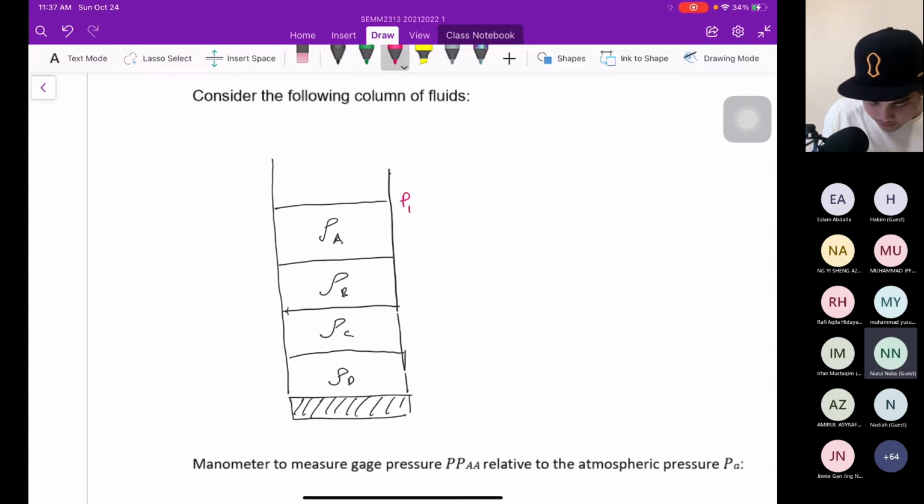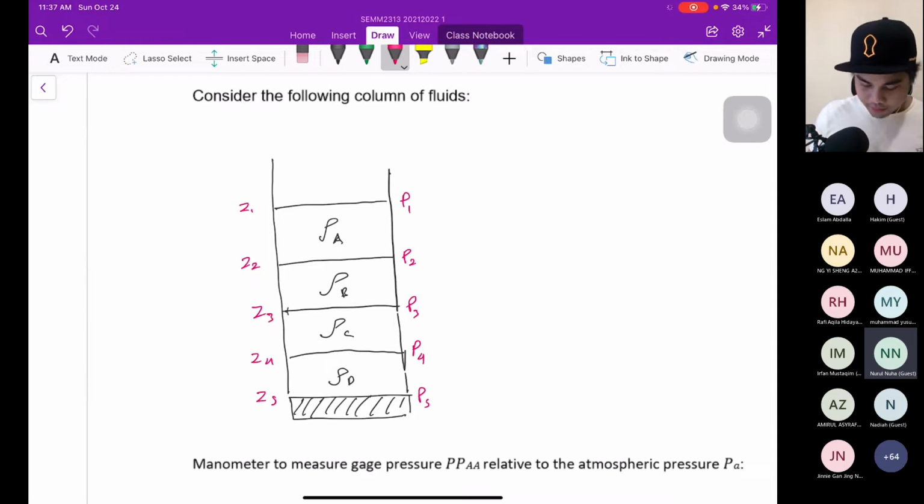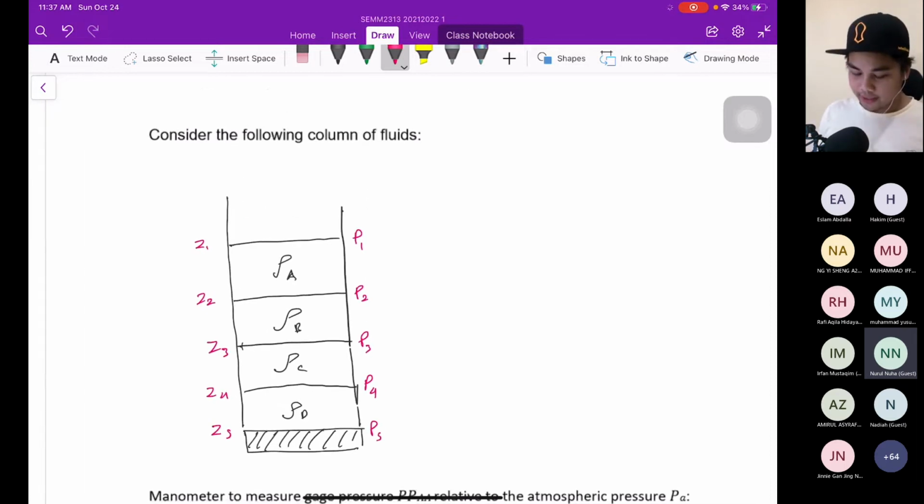From here we need to name our levels. Let's say this is P1, of course this is Z1. This is P2, Z2, and so on. Z5, Z4, Z3. So how do we get the equation? This is very important. Since we have 4 types of liquid, every liquid will have a different pressure, because pressure relates to the density. Different density will give different pressure. You cannot sum up all; you have to sum one by one.